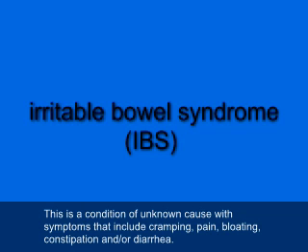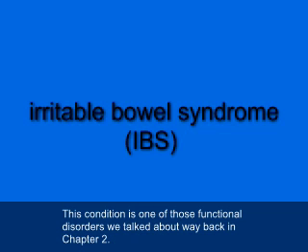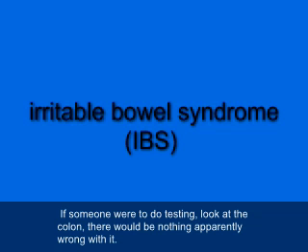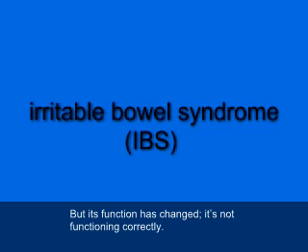And this is a condition of unknown cause with symptoms that include cramping, pain, bloating, constipation, and/or diarrhea. And this condition is one of those functional disorders we talked about way back in Chapter 2. It's not caused by pathogens or structural changes. If someone were to do testing, look at the colon, there would be nothing apparently wrong with it, but its function is changed. It's not functioning correctly.